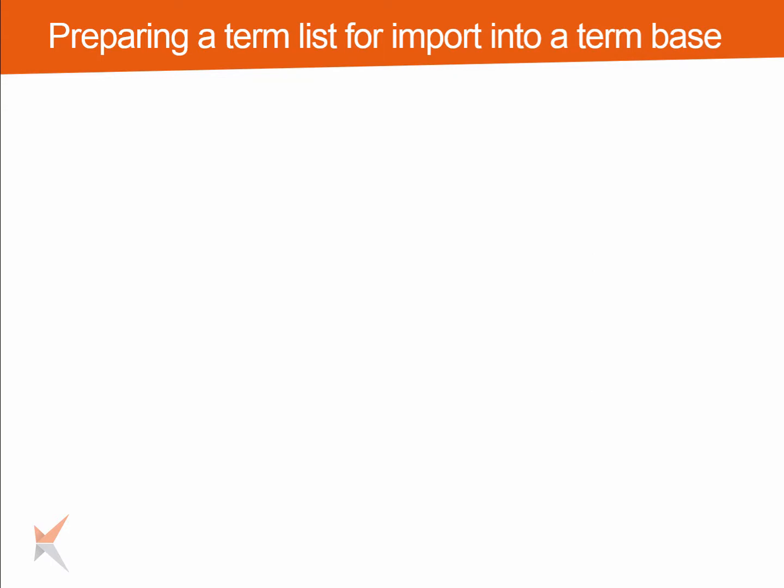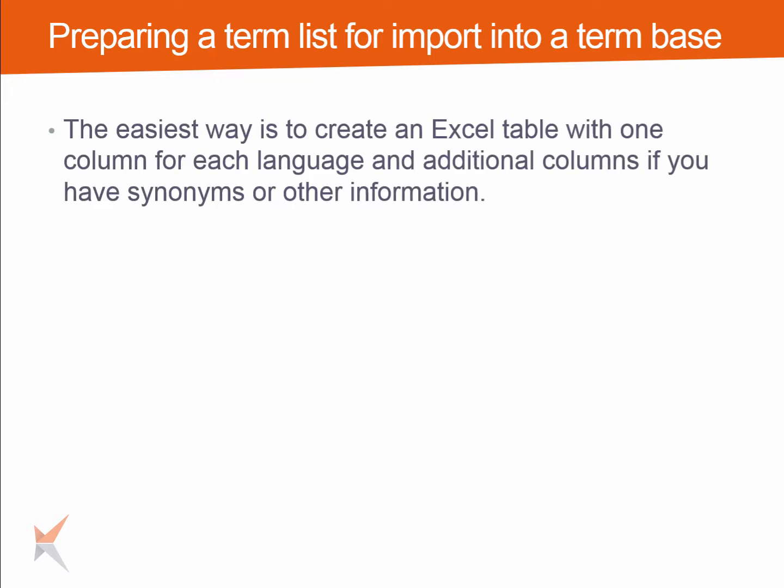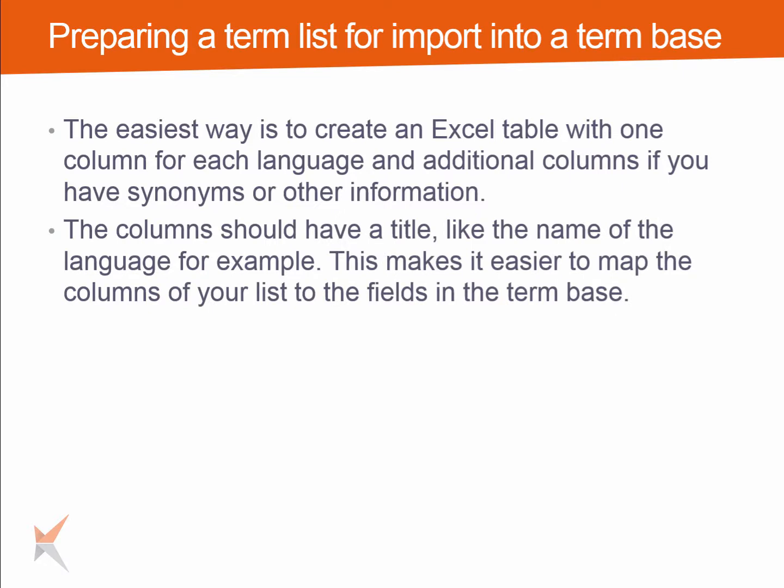If you have a whole list of terms you want to add to your term base, you can do the following. The easiest way is to create an Excel table with one column for each language and additional columns if you have synonyms or other information. The columns should have a title, like the name of the language, for example. This makes it easier to map the columns of our list to the fields in the term base.